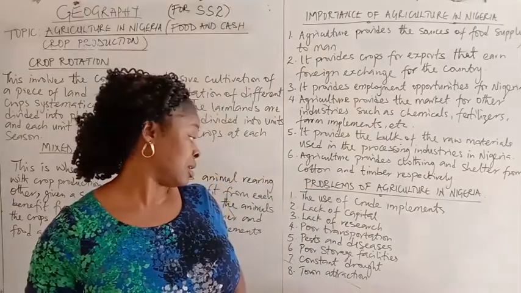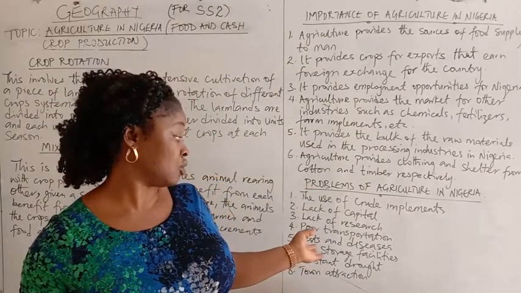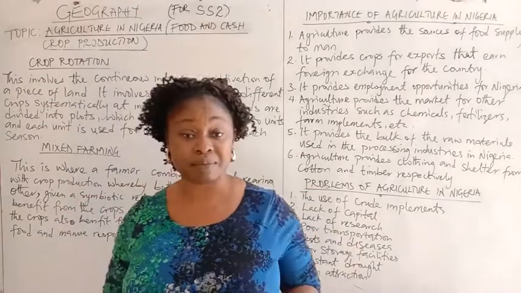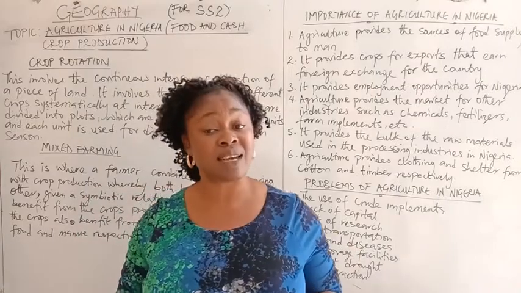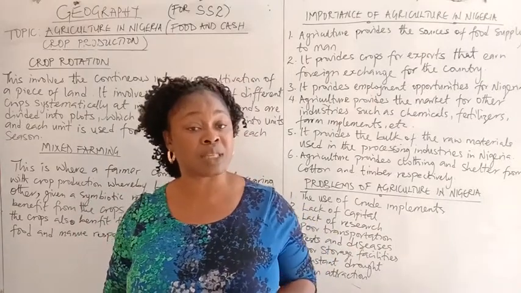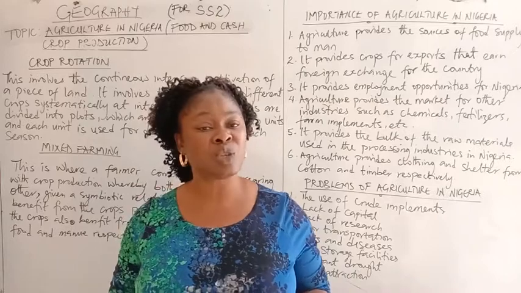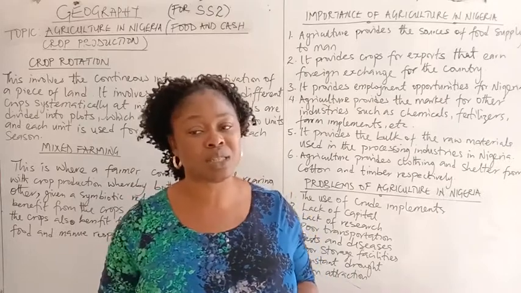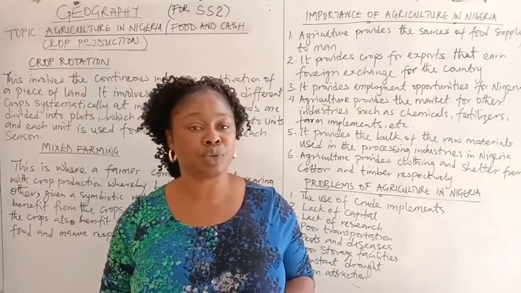We are looking at another problem, which is pests and diseases. Certain pests and diseases that attack crops and animals reduce the quality and quantity of agricultural produce.